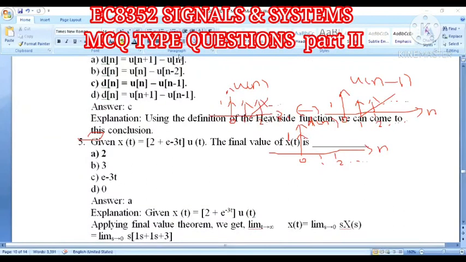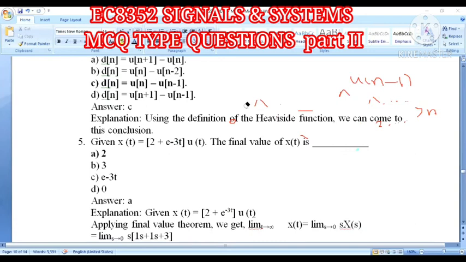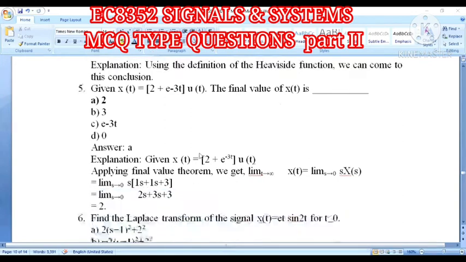Given x of t equal to 2 plus e to the power of minus 3t into u of t, the final value of x of t is dash. So this is the initial and final value theorem. Okay, so the final value theorem. X of t is given, and we have to find the final value of x of t. So let us check the answer. Option A is 2, option B is 3, option C is e to the power of minus 3t, D is 0. Okay, let us check.